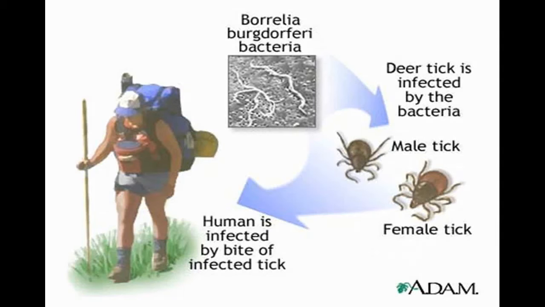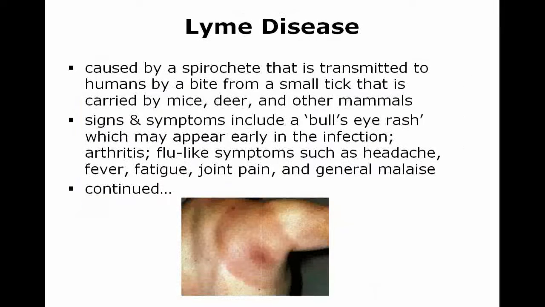Okay, now I want to talk about Lyme disease, and I have these pictures on your screen because Lyme disease is actually transmitted by the bite of a deer tick that is infected with this specific bacteria. And a person that spends more time in the woods is certainly more likely to have ticks on them and be bit by ticks that may transmit the bacteria.